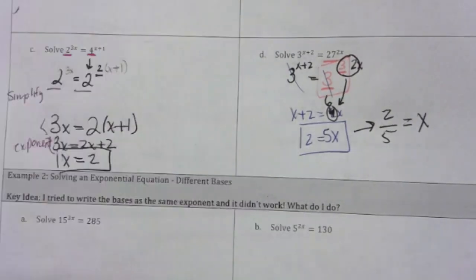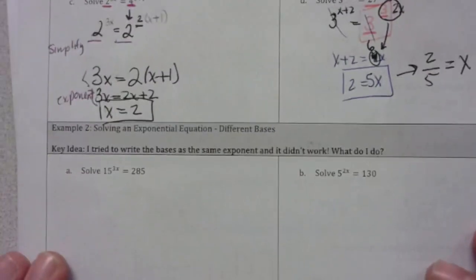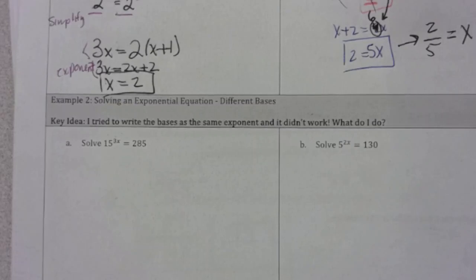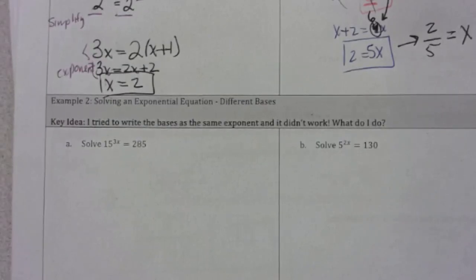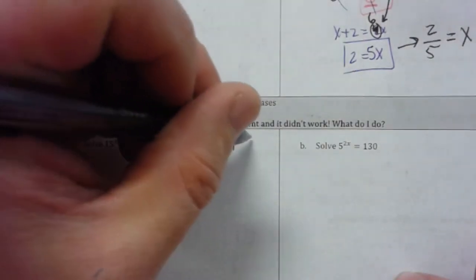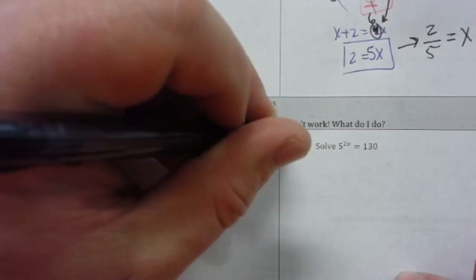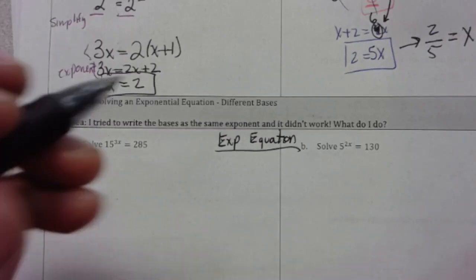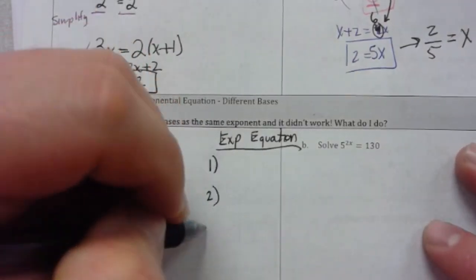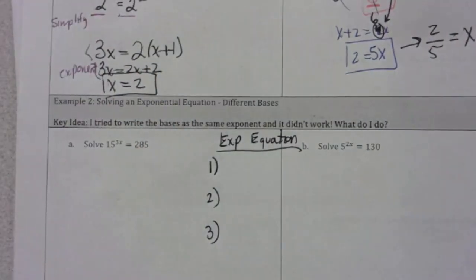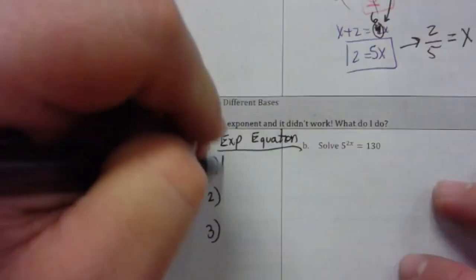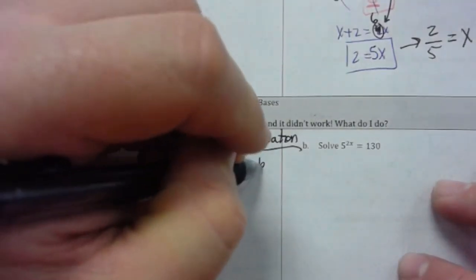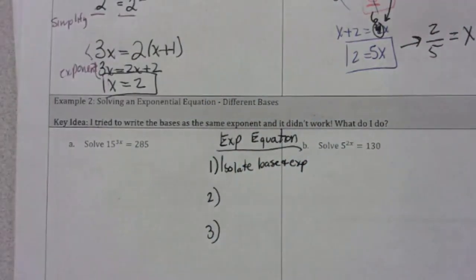All right. What I want to do here is, to start with, we're going to see some equations that have the variable in the exponent. These are called exponential equations. Whenever you see the variables in the exponent, that's considered an exponential equation. There are 3 steps that we're going to use to solve that. Number 1, we are going to need to isolate the base and the exponent. That's the first thing we're going to do. Isolate the base and the exponent.